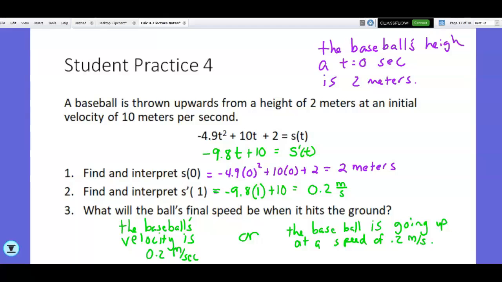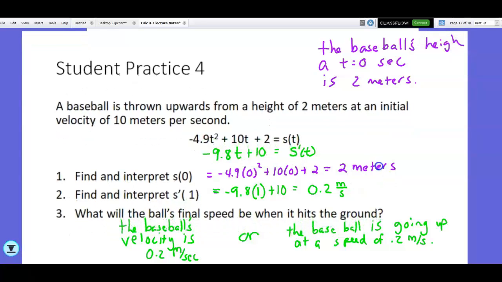Okay, so I have the number answers written here in purple. The answer to number 1 is 2 meters, and the answer to number 2 is 0.2 meters per second. But we want to interpret these as well. Now, when you do an interpretation, guys, I've mentioned this a few times in our FRQ videos, we need context. That means what's the story about? This is about a baseball's height.